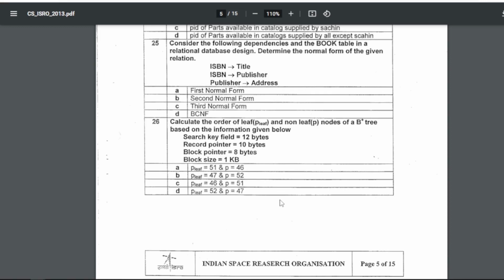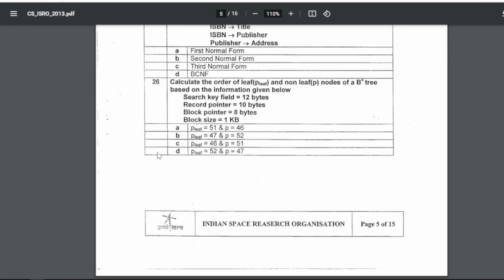Now question number 26 says: calculate the order of leaf P leaf and non-leaf P node of a B plus tree based on the information given below. So search key field equals 10 bytes, record pointer will be 10 bytes, block pointer will be 8 bytes and block size will be 1 kilobyte. So if you solve this 26, you will get the answer as C, that is P leaf equals 46 and P equals 50. Okay, so option C will be your answer for this particular question.